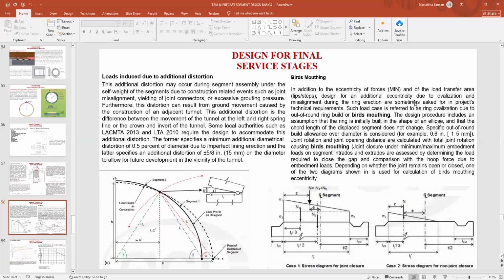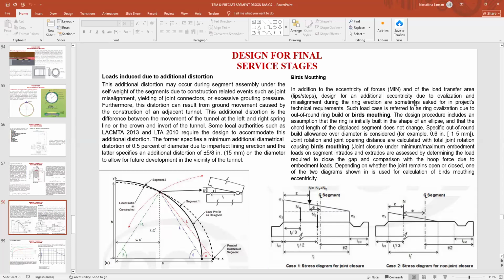Now this additional distortion has a very interesting effect that is called bird's mouthing. Bird's mouthing is a very common phenomenon, one of the most important phenomena that you need to check before your segments are placed, or even after they are placed. There is a chance of developing bird's mouthing. Bird's mouthing means that a gap develops between the two segments, and that looks like the shape of a bird's mouth. During segment testing, or whenever the universal ring is being built, we check the bird's mouthing effect.